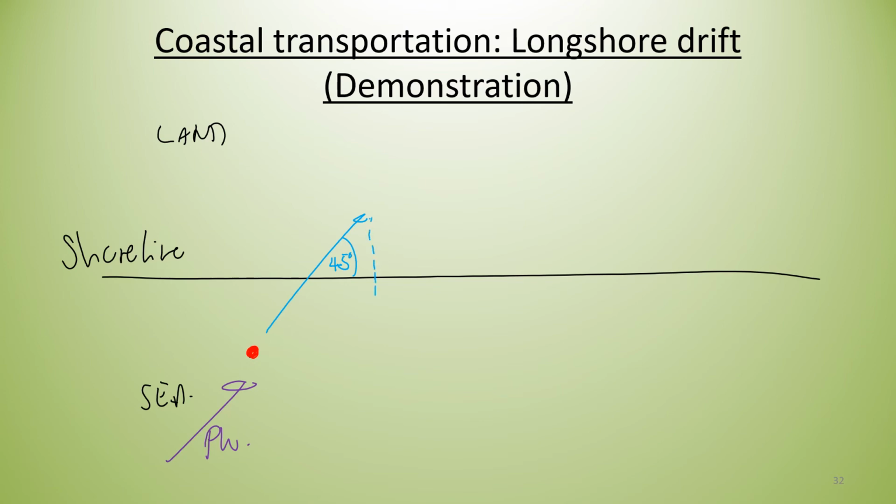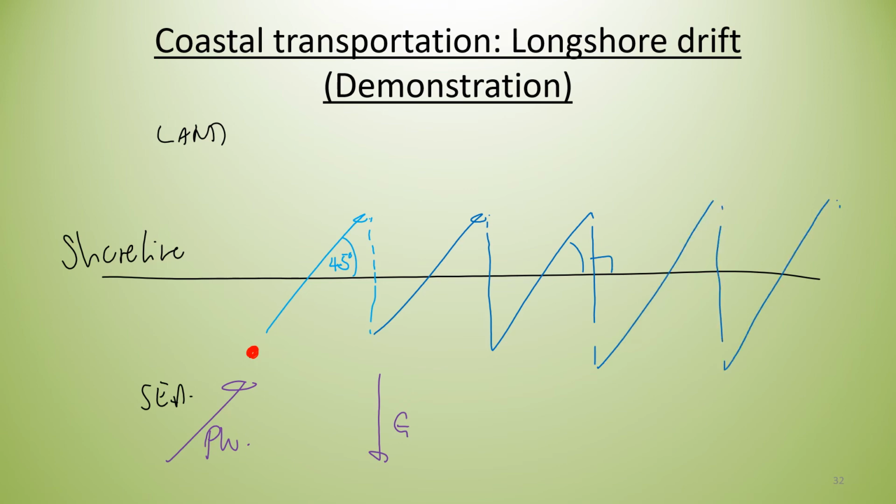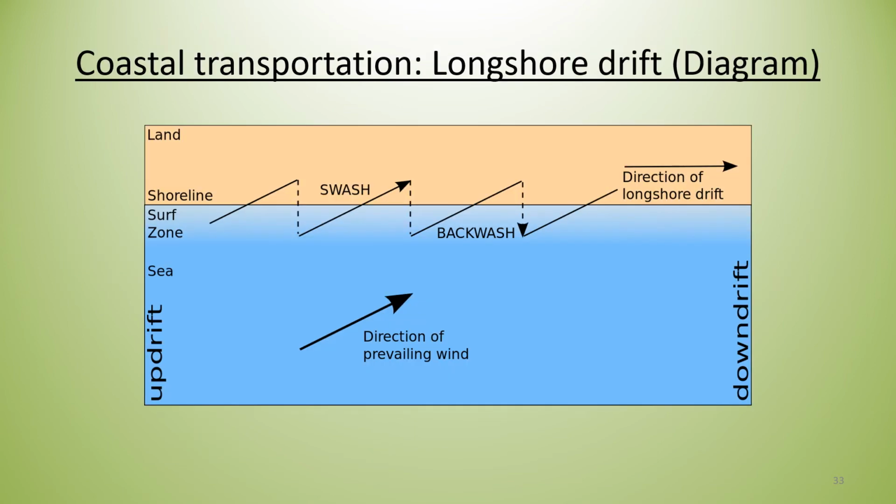The backwash then comes back down the beach, and the backwash comes down the beach because gravity is pulling it down. The prevailing wind will then push the swash back up the beach and the backwash back down. Swash up the beach at a 45-degree angle, backwash down the beach at a 90-degree. And this process continues, moving material along the beach. So that piece of sediment will go from there to there to there, moving along the beach. There's another diagram of longshore drift there if you wish to pause and have a look.